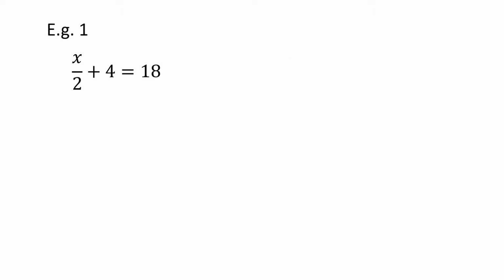So in our last video, we looked at this equation here, where we had x divided by 2 plus 4 was equal to 18, and we solved it in the following way. We subtracted the 4 because the 4 had no x parts of it at all, which left us with x over 2 is equal to 14, and then we multiplied through by 2, giving us x is equal to 28.